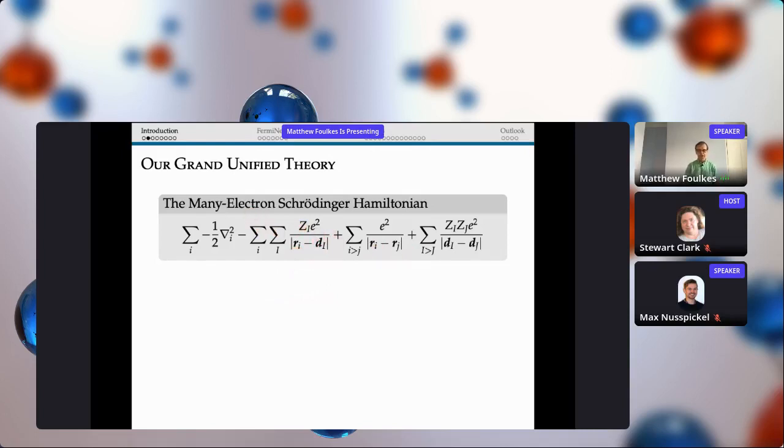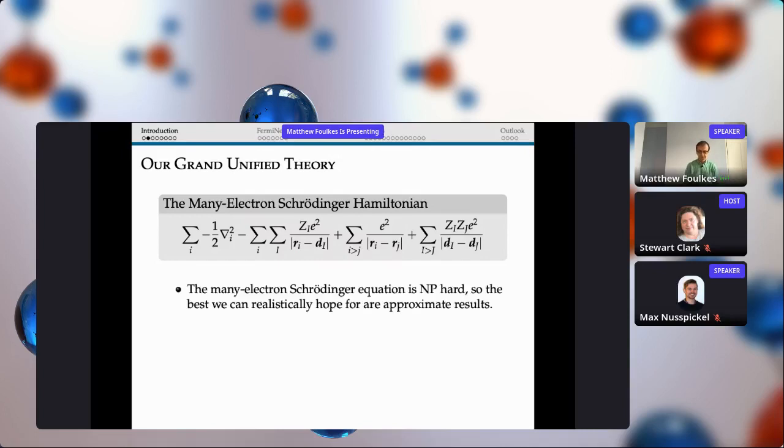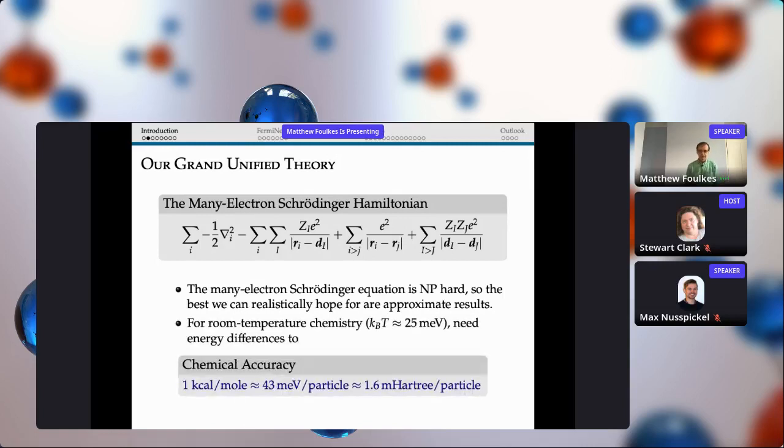So we all know that this would be a nice thing to do, but of course it's a very hard equation to solve. In fact, there are papers showing that at least in certain examples, it's NP hard, the many fermion problem. And that suggests to me that the best we can realistically hope for are approximate results. The other problem is you need to solve it really accurately. At room temperature, kT is about 25 milli-electron volts. So if you wanted, for example, to do room temperature chemistry, you need an accuracy on that scale or better.